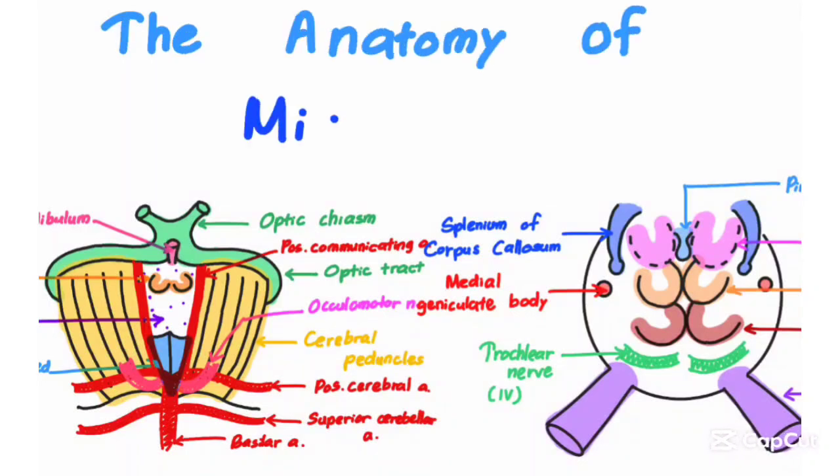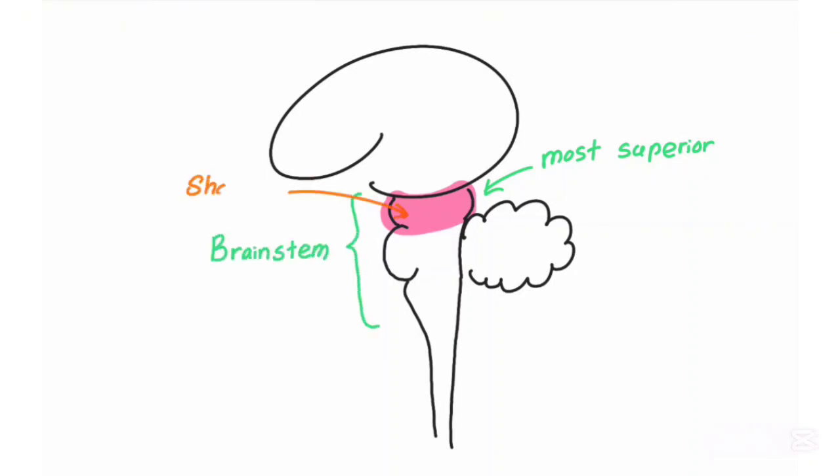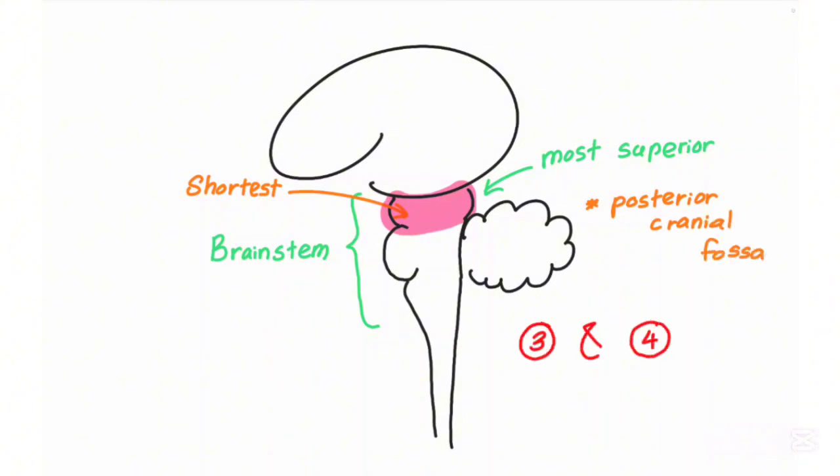The anatomy of the midbrain. Here you can see the midbrain, and it is the most superior part of the brainstem, and also it is the shortest part. It's situated in the posterior cranial fossa. In the midbrain, the third and fourth cranial nerves are present.